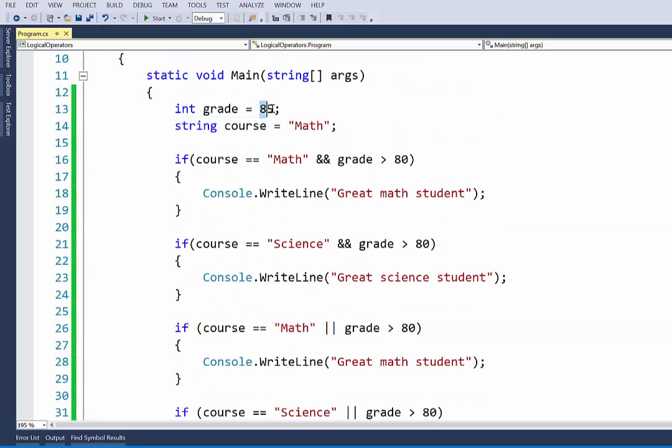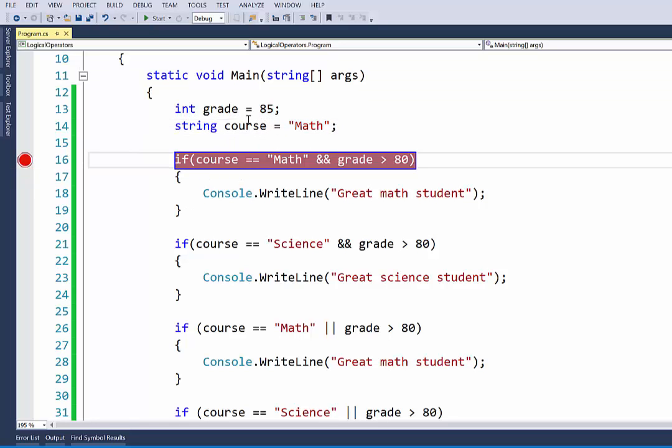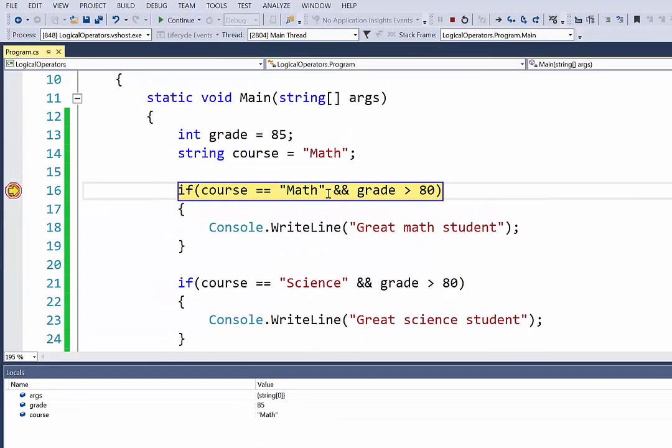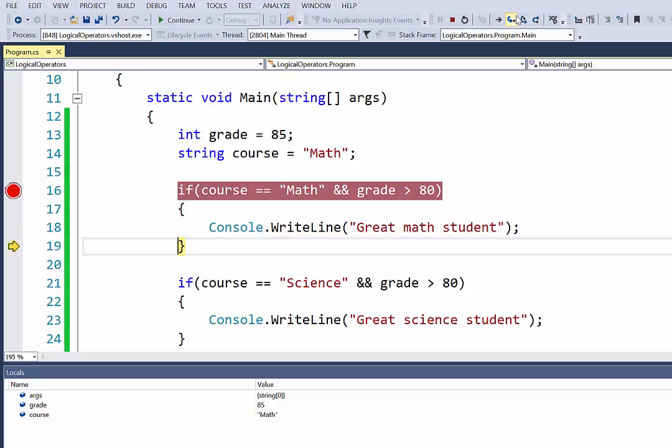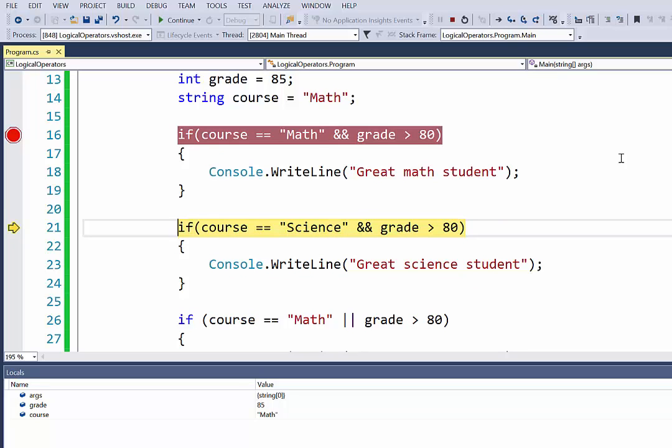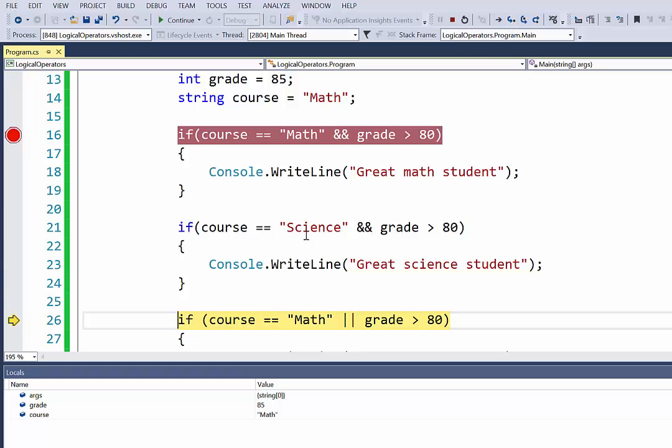So where we've set grade to be 85 and the course to be math, we can set a breakpoint and watch how the logic flows through our program. So the course being equal to math and the grade being greater than 80, we can see that this is evaluated to true and the write line statement is processed. The next statement, which asks if the course is equal to science and the grade is equal to or greater than 80, we can see that's not true because both sides of the equation were not true. Grade greater than 80 is true, and we can see that evaluation by putting our mouse over it, but course equaling science is not true.